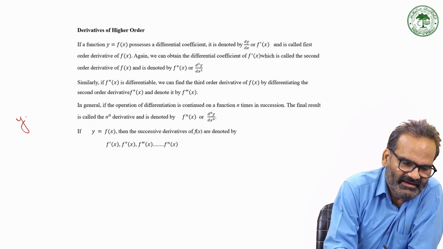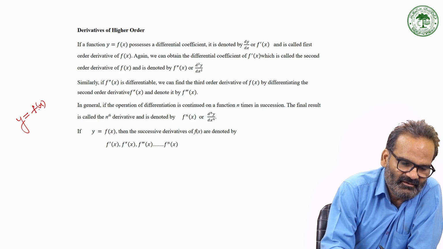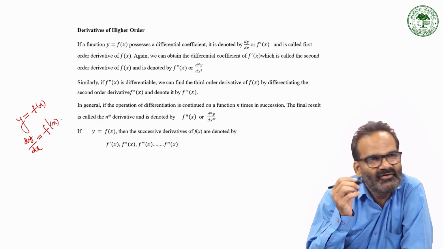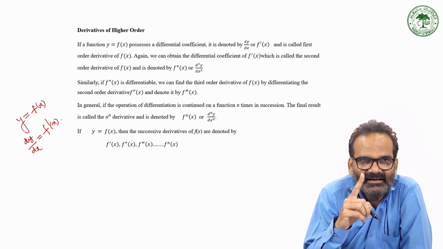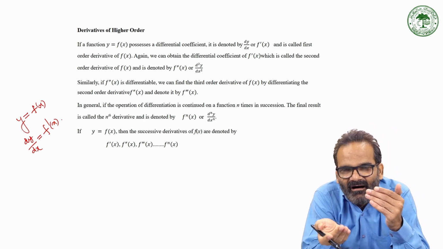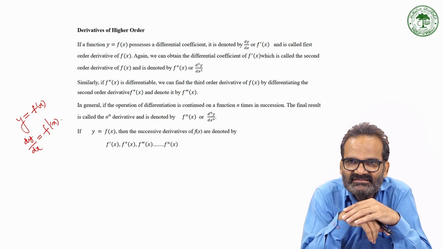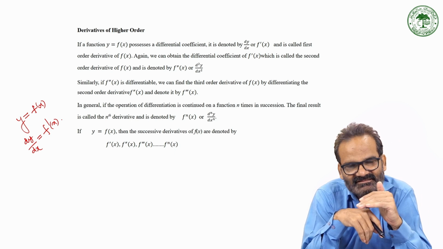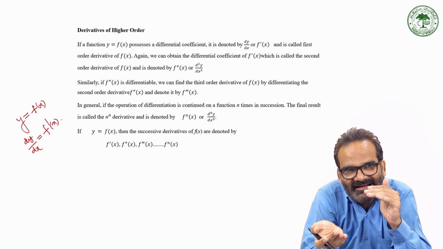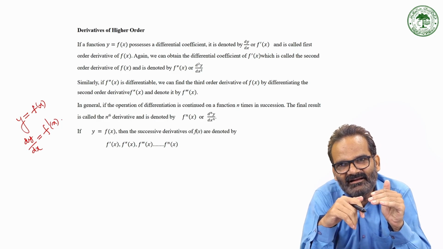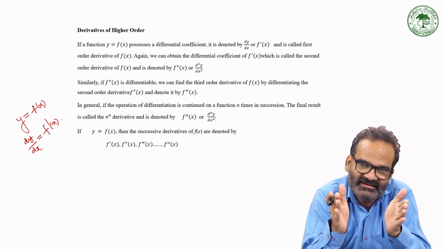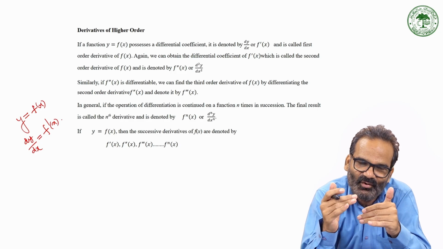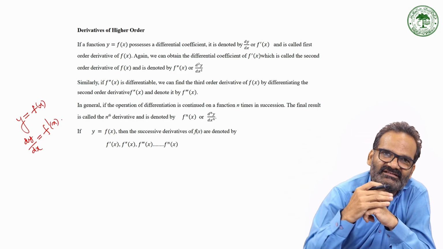See, y is a function of x. We get dy over dx as f dash x. f dash x is the first derivative, or derivative of order 1. We can again find the derivative of the first derivative, which we will denote as the second derivative. And we can again find the derivative of the second derivative, which will be denoted as the third derivative. So the process of finding the derivative of a function is not a one stage process. It may run up to any number of stages as we require.